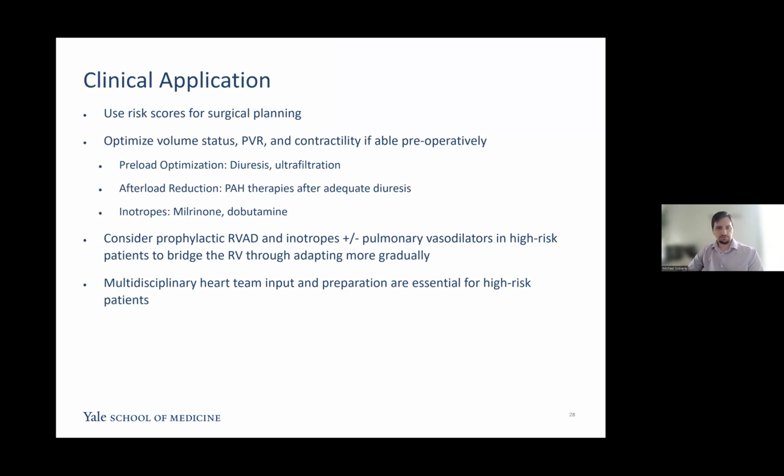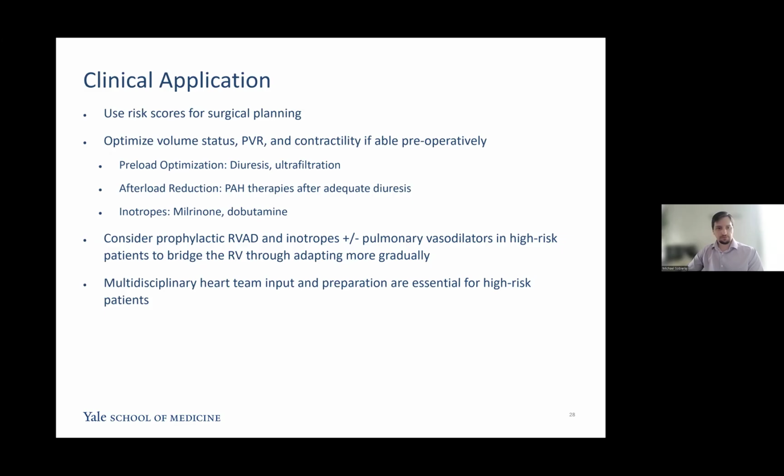We can use them to help with surgical planning. We can use them to make sure we're vigilant and diligent about volume status management, reducing the pulmonary vascular resistance, and improving contractility preoperatively if we're able to. Bearing in mind, pulmonary hypertension therapies would usually be after adequate diuresis.